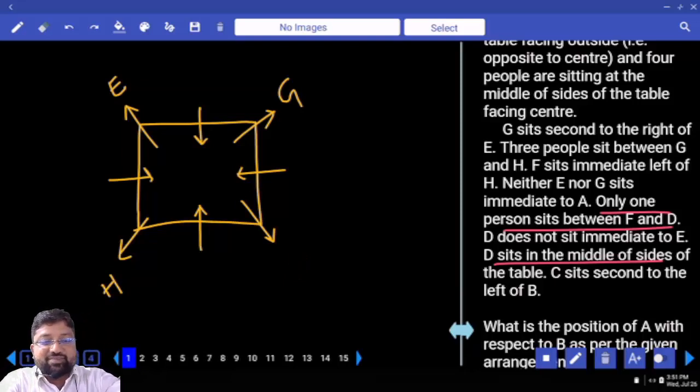C and B middle of the sides, D and F middle of the sides. Pakka A in the corner. Is this clear?